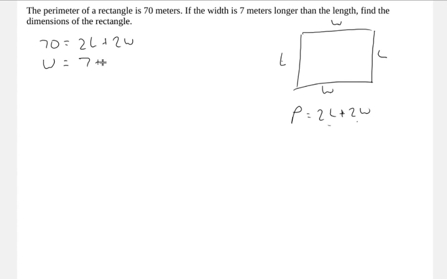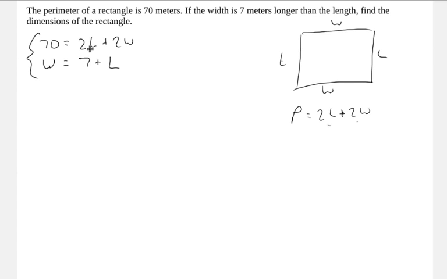Well, 7 meters longer than the length, that should be L there. So the width is 7 meters longer than the length, which is W equals 7 plus L. That gives me my second equation. You want to make sure you don't mix up your width and your lengths when you're dealing with these.